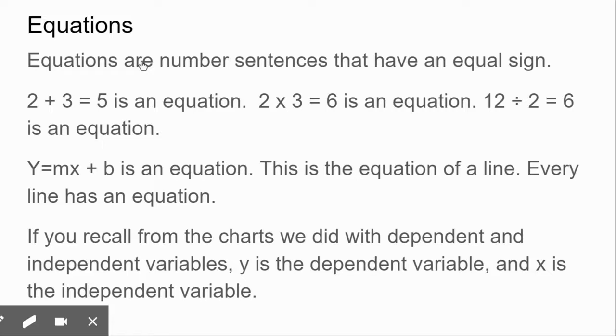On the coordinate plane, we're going to be looking at an equation that looks like this. y = mx + b. That's an equation of a line. We haven't gotten that far yet, but that is also an equation. And as a reminder, x is the independent variable always, and y is the dependent variable.